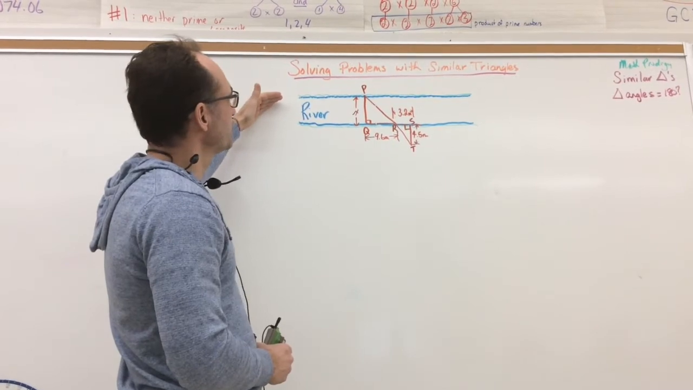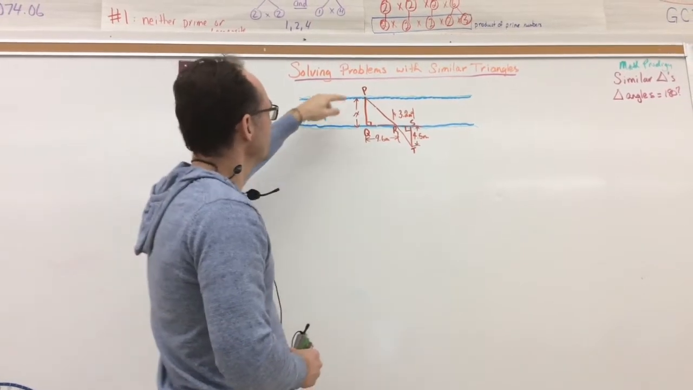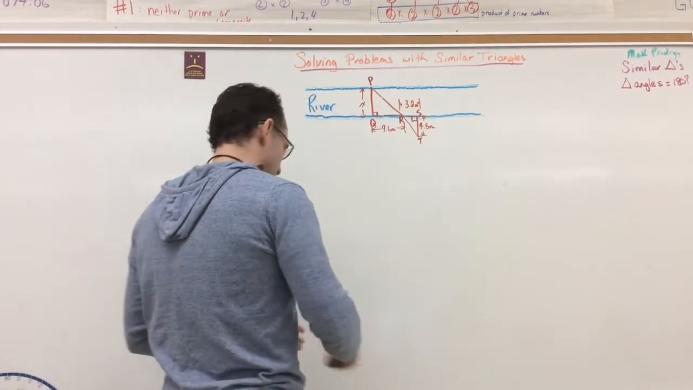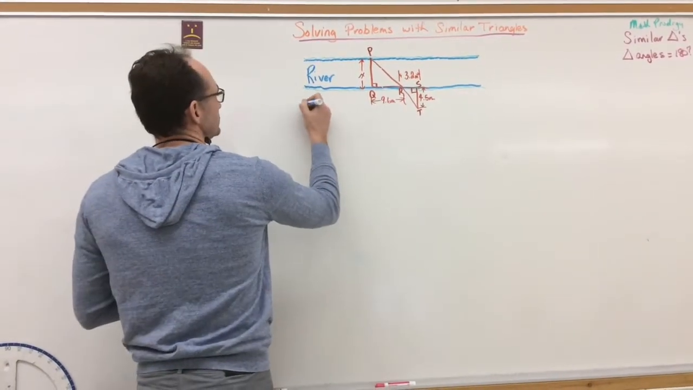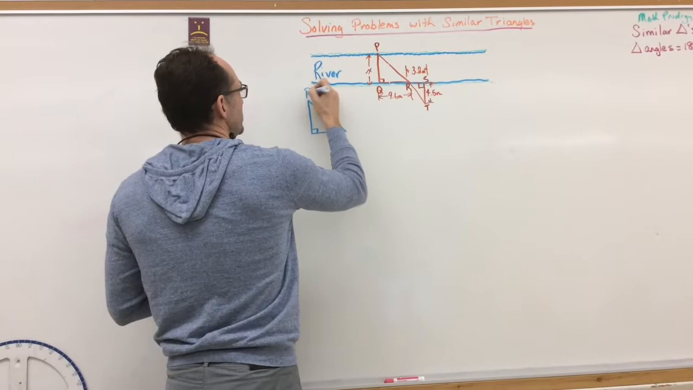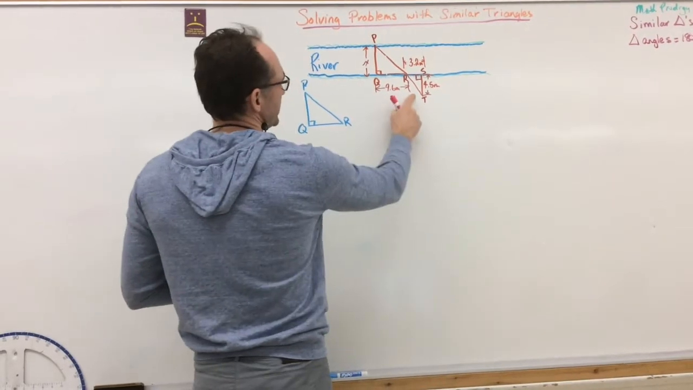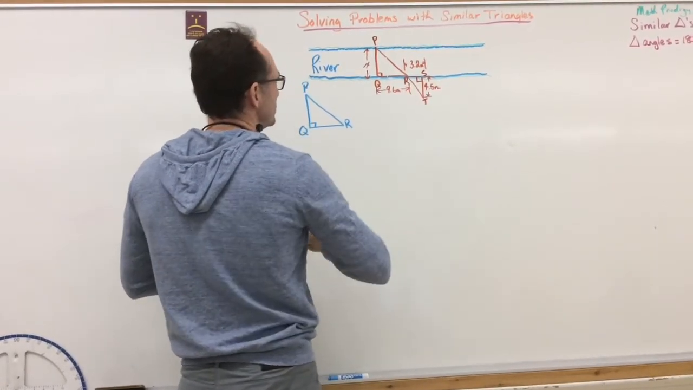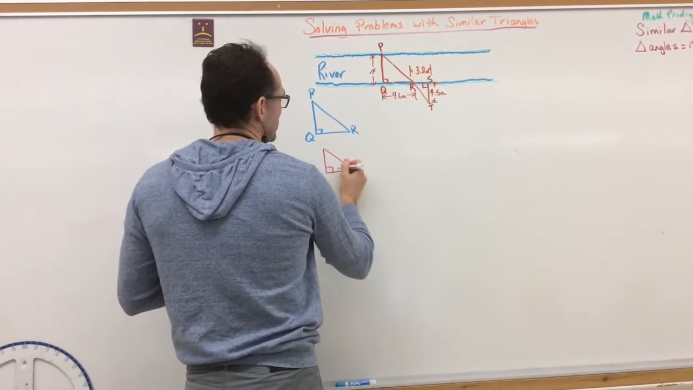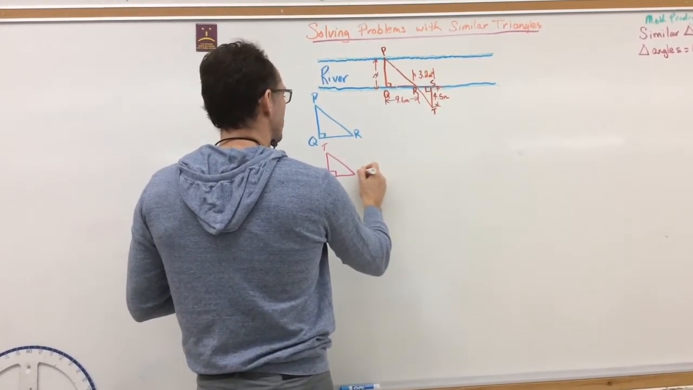Solving problems with similar triangles, this is the classic how wide is the river question. We have two triangles, PQR and RST. I'm going to make them a little more visible and color coordinate them. This is triangle P, Q, and R. Then I'm going to rotate the RST triangle and put it right below. So S, T, and R.